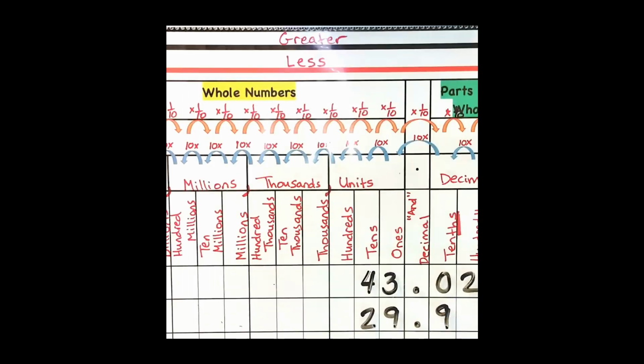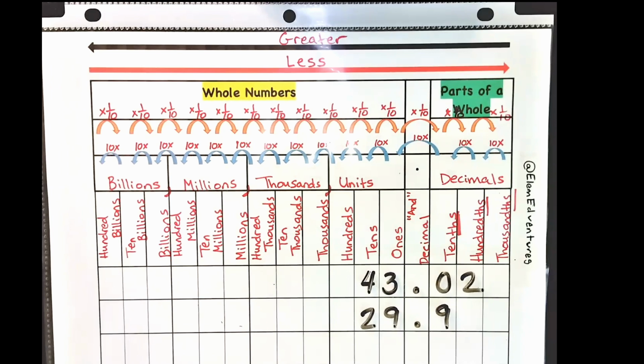In this example, we have 2 values that include decimal points. Don't worry, it's the same process. I want to take a closer look at the digit 2 in both of these numbers. I've circled the digit 2 in 43 and 200ths and the 2 in 29 and 9/10ths. The 2 in 43 and 200ths is in the 100ths place. The 2 in 29 and 9/10ths is in the tens place. Let me underline the 100ths place and the tens place.